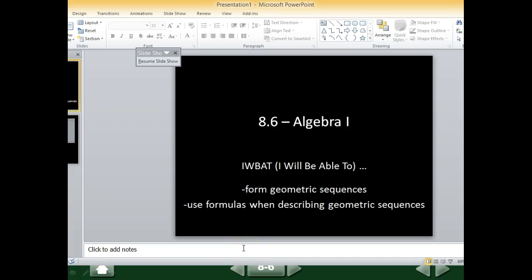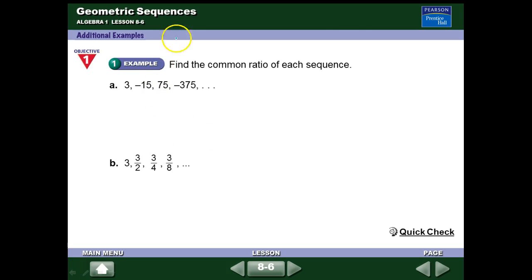On 8.6, which is geometric sequences, we'll be able to form geometric sequences and use a formula to describe geometric sequences as well. To start off today, let's talk about what a sequence is. A sequence is considered a number pattern. So here we have a number pattern, here we have a number pattern, and we are trying to find that. And each one of these numbers is considered a term in the sequence or number pattern.